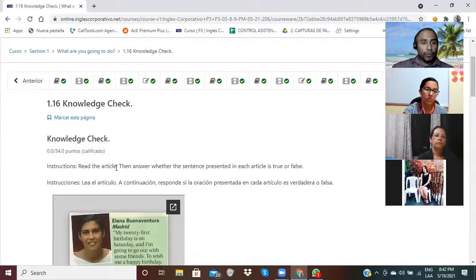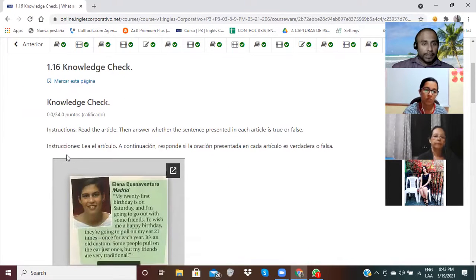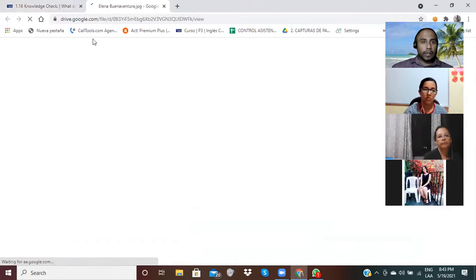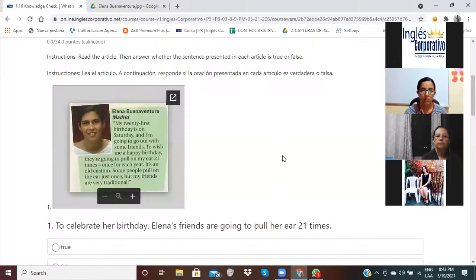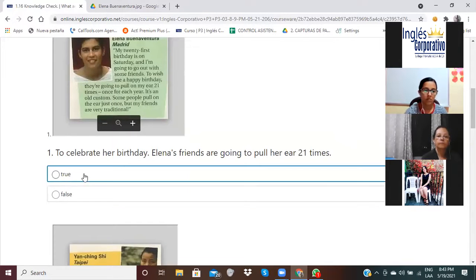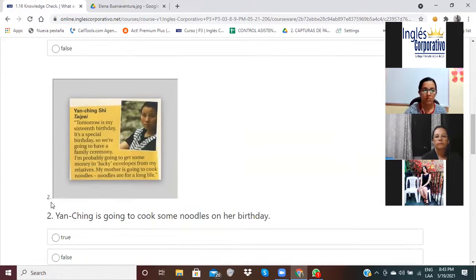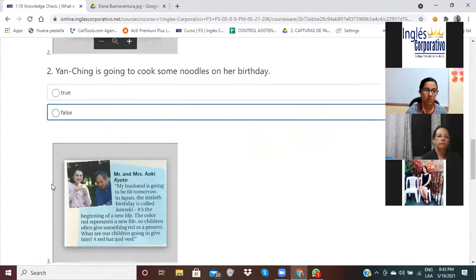1.16, instructions: read the article, then answer whether the sentences presented in each article are true or false. Instrucciones. Lea el artículo. A continuación, responde si la oración presentada en cada artículo es verdadero o falso. So, you're going to read the article. Elena Buenaventura, Madrid. My 21st birthday is on Saturday. Lo va a leer completo y después contestar true or false, verdadero o falso. Then read the next one, y lo mismo. Any questions?